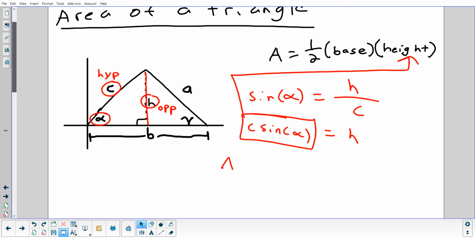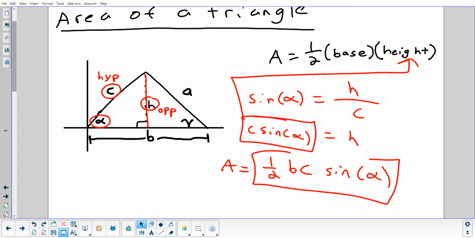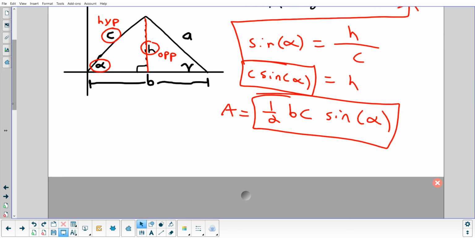So it would be area equals 1/2 the base times the height. And the height is C sine alpha. So there's a new formula for the area of a triangle. 1/2 BC sine alpha. The 1/2 B is just from the original formula. It's the C sine alpha that now represents the height. And that's a pattern.